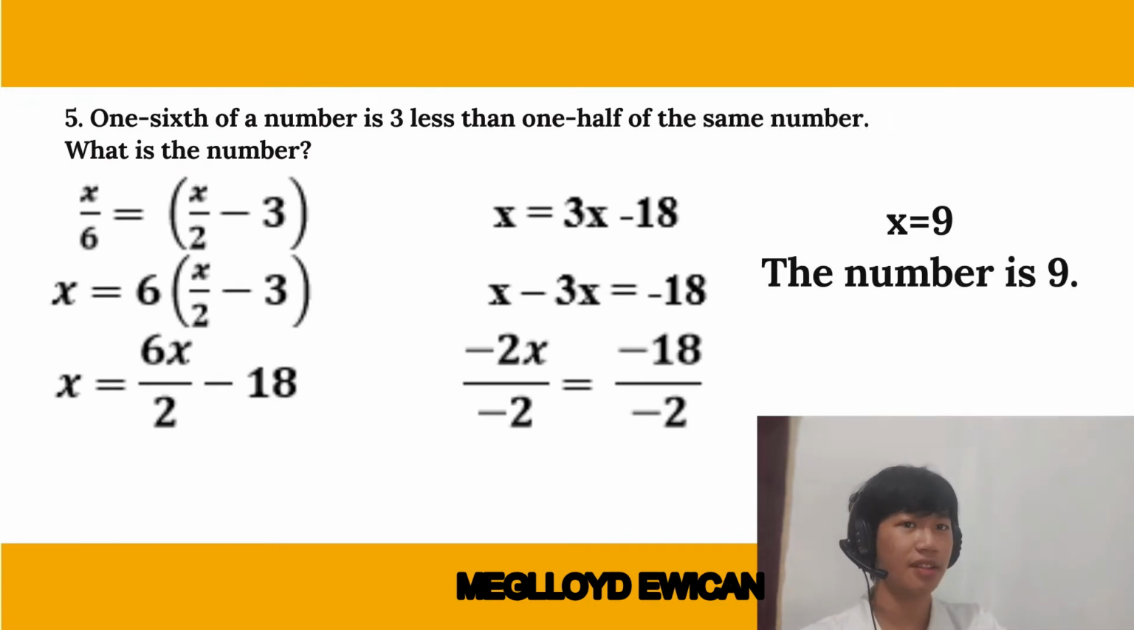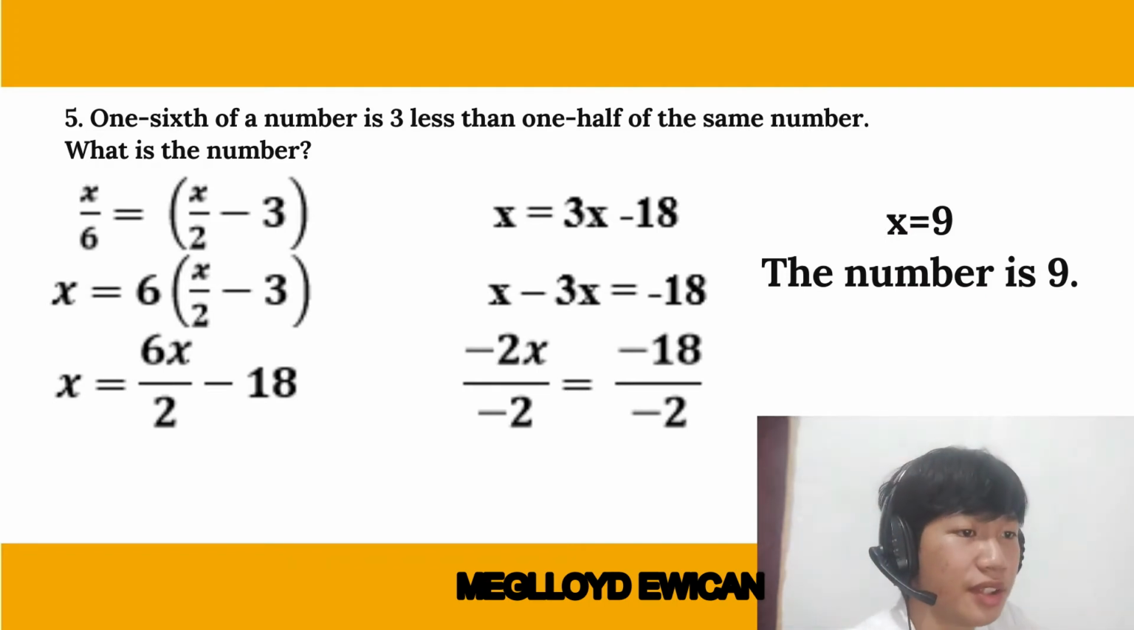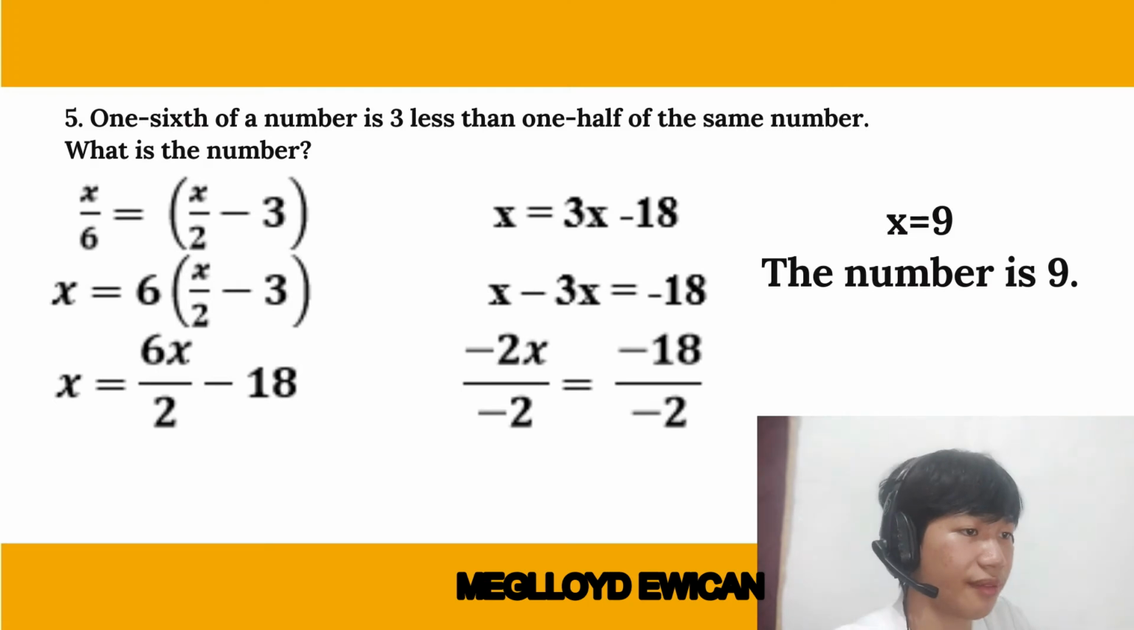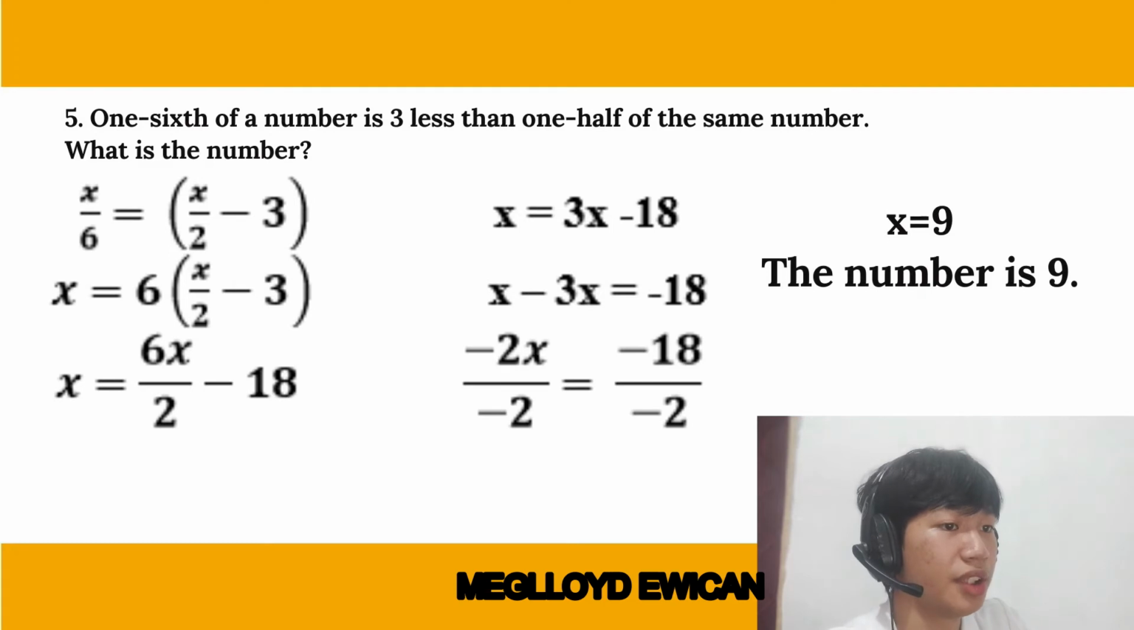Number 5. In this problem, we are going to find the number given the sentence equation. First, we need to construct an equation. Now, we have x over 6 is equal to quantity x over 2 minus 3. First, find the LCD, which is 6. On the left part of the equation, we can simply cancel 6. On the right side, we distribute 6 and simplify to get 3x minus 18.